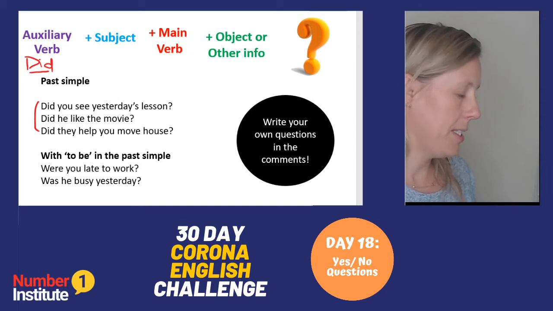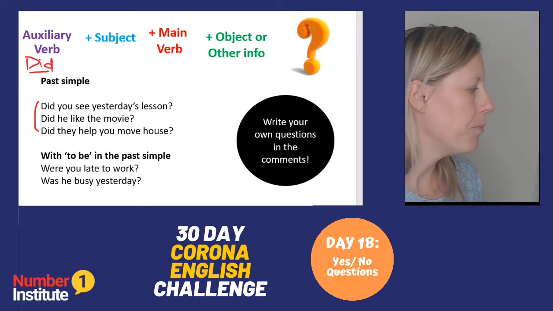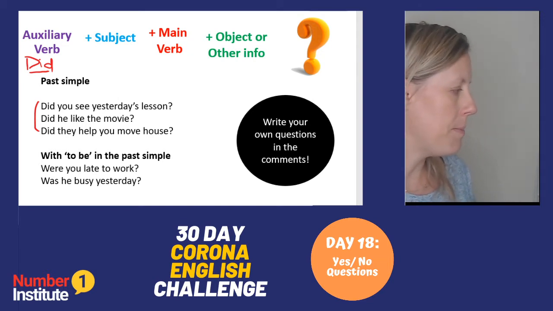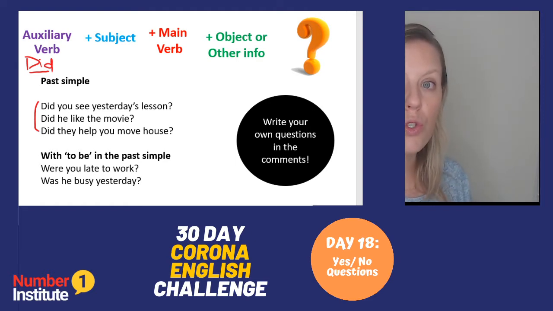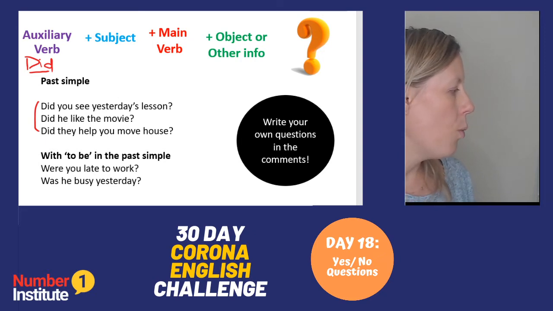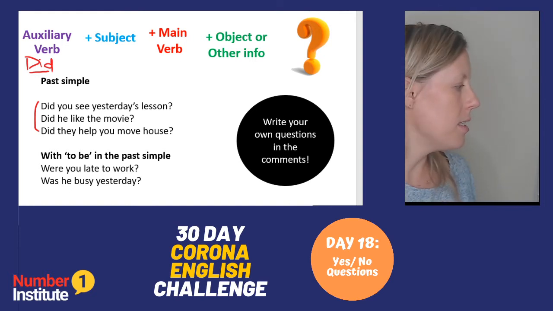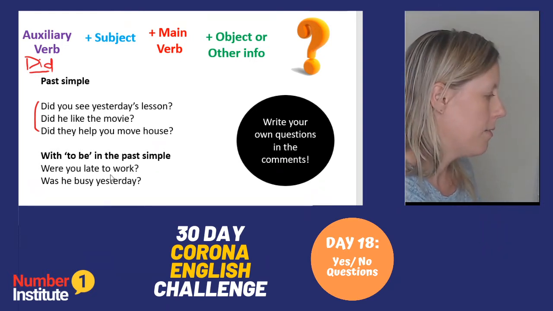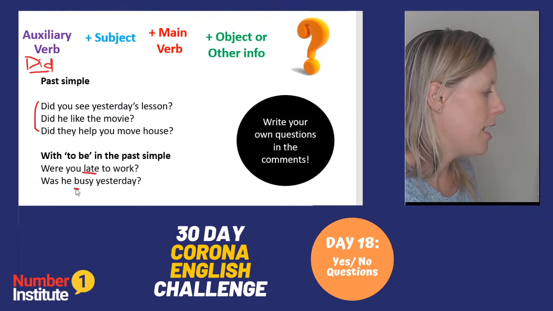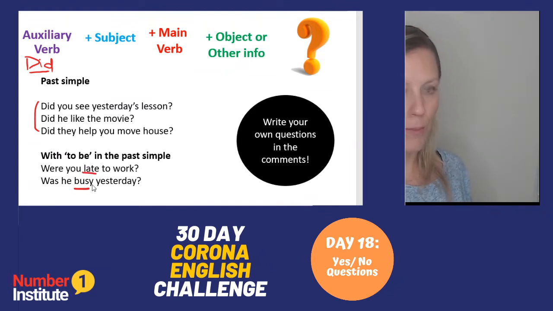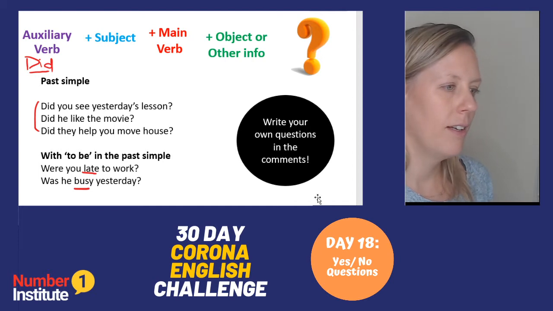Okay, and then similar to the present simple, you can also use the verb to be, and so that's was or were when that's the main verb. Were you late to work? Was he busy yesterday? So this is the verb to be, and then these are adjectives, not verbs.